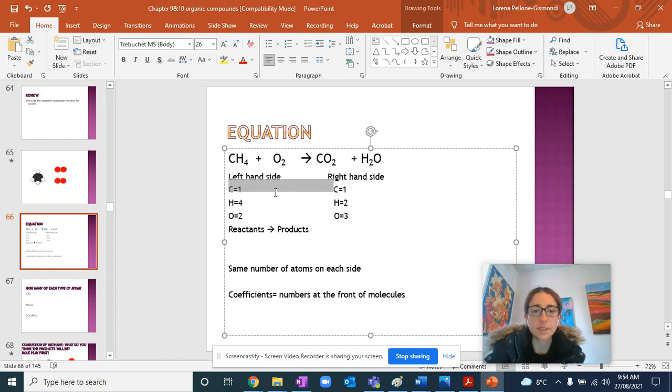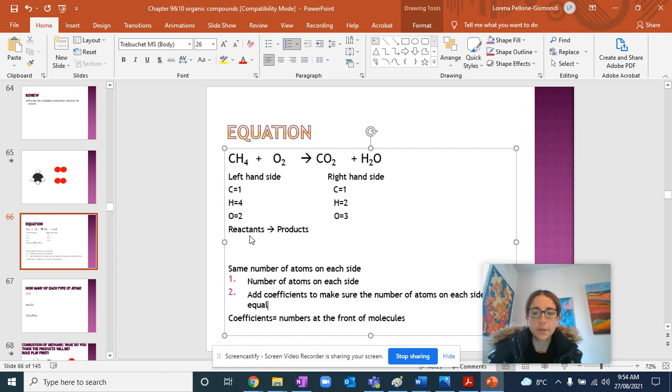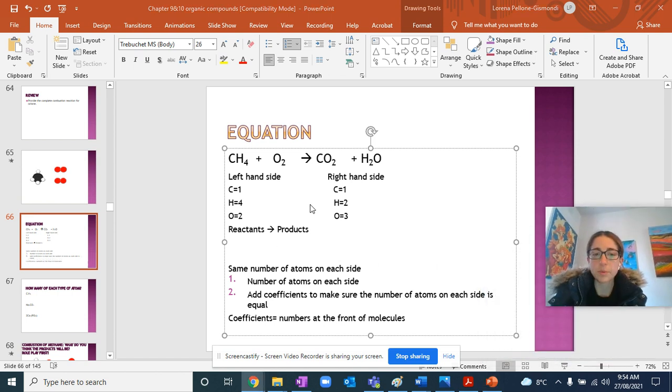So the way I balance is first I write down the number of atoms on each side. And then second, I basically go down the column and add coefficients to make sure the number of atoms on each side is equal. So I'll just go through this example with you.